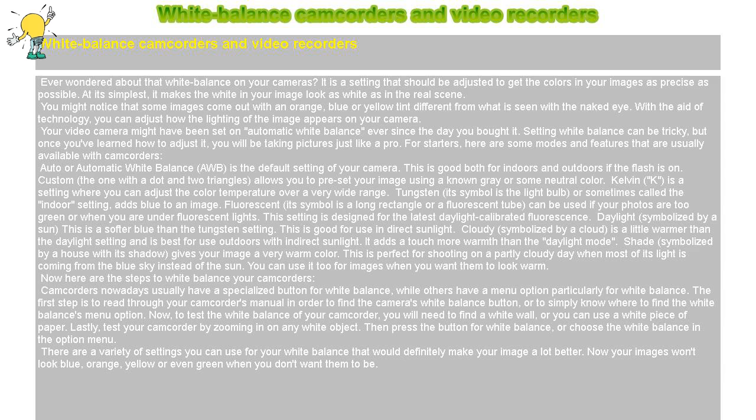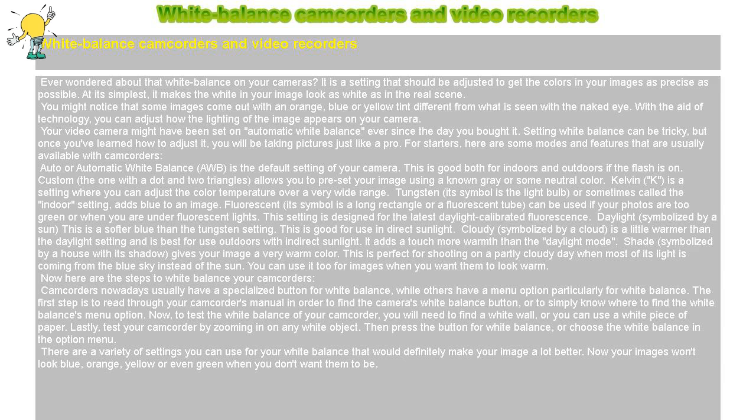Now here are the steps to white balance your camcorders. Camcorders nowadays usually have a specialized button for white balance, while others have a menu option particularly for white balance. The first step is to read through your camcorder's manual in order to find the camera's white balance button, or to simply know where to find the white balance's menu option.